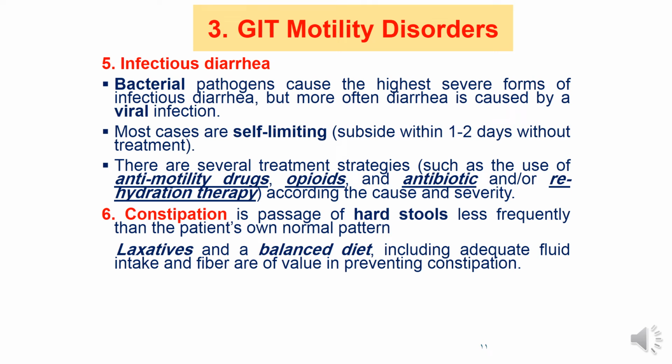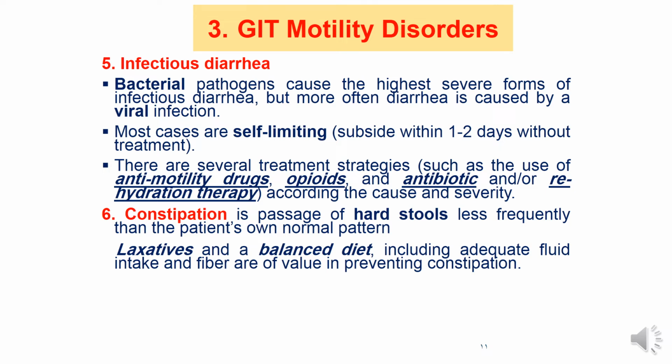The fifth GIT motility disorder is infectious diarrhea, which could be due to bacterial or viral infection. Most cases are self-limiting. There are several strategies for treatment of diarrhea, like the use of anti-motility drugs, opioids, and antibiotics, or rehydration therapy.